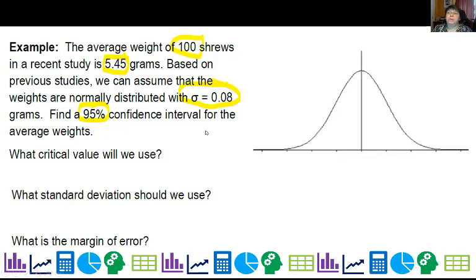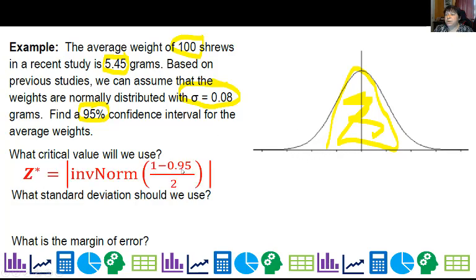So let's look at this example of shrews. And we're going to say the average weight of 100 shrews in a recent study is 5.45 grams. Based on previous studies, we can assume that the weights are normally distributed with this standard deviation. And I want to find a 95% confidence interval. So what critical value should I use? Well, I want the middle to be 95%, and that leaves 5% left over, so 2.5% for here. And so 1 minus 0.95 is 5%, divided by 2 is 2.5%, and I get that 1.96. Technically, if you had memorized it, you could have just said, oh, it's 1.96.